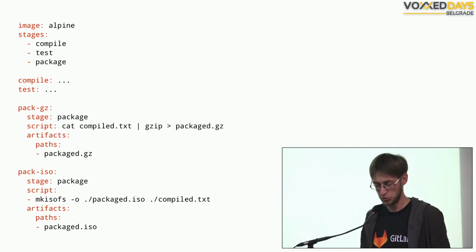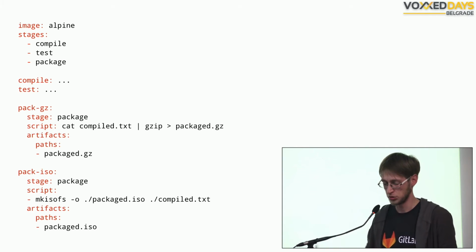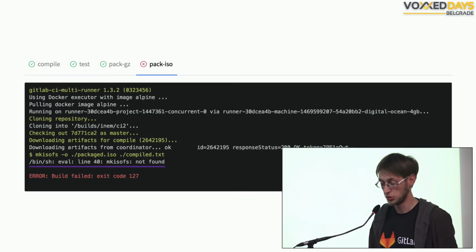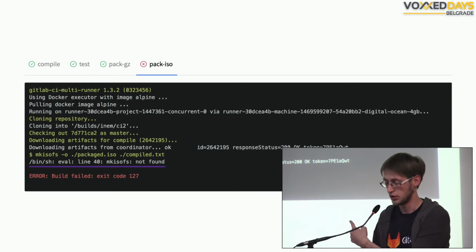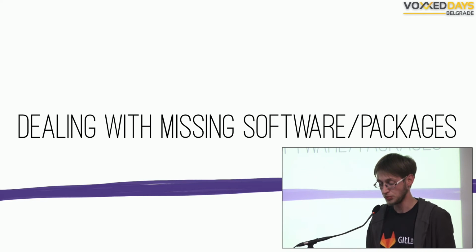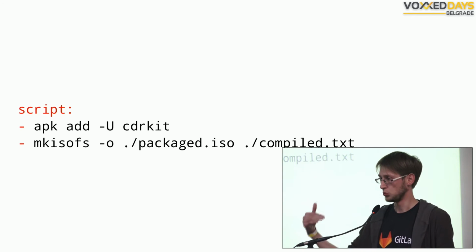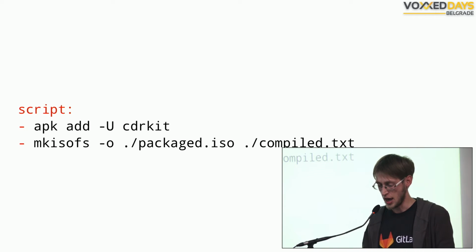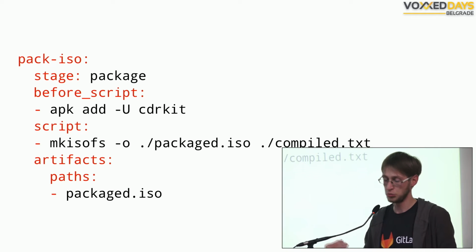The trick here is that the CI doesn't know anything about this mkisofs command we are using to generate the ISO image. So it's actually our job to provide this executable. If you just leave it like this, you will get an error. So we need to install the software. On Alpine Linux, it can be done like this. You just need to run this command, and you can pass multiple commands to the script keyword. But to make it look better, we can use a keyword called before_script, and by doing so, we make it more semantically correct.